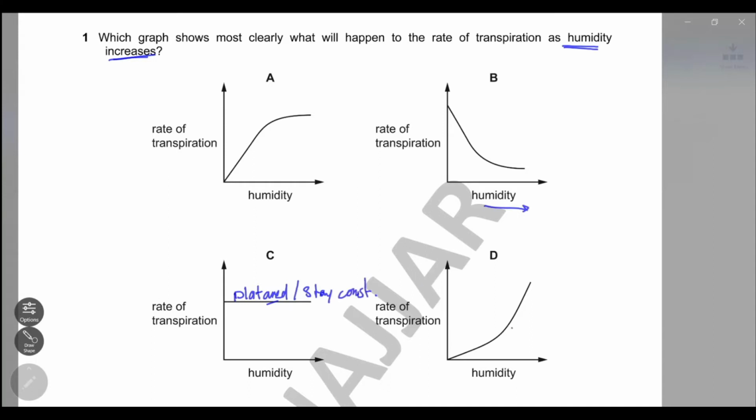Here the rate of transpiration increases when the humidity increases. So here, increase. Here, decrease. Here it will increase and then will plateau, or will stay stationary, or will stay constant.